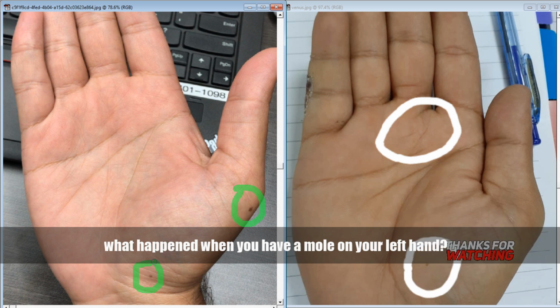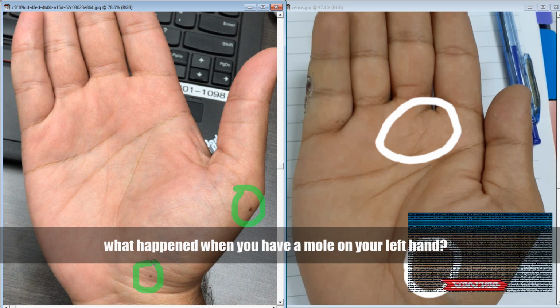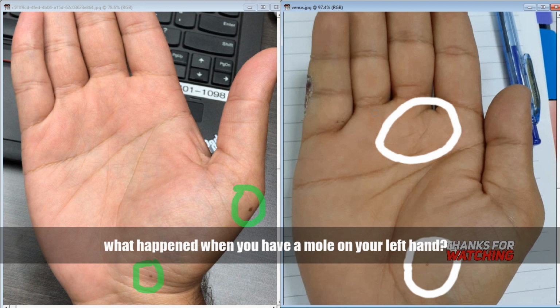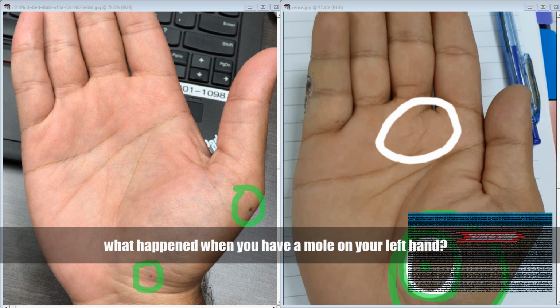What matters more is where the mole is placed. Try to understand, the placement of the mole is important. Like in the right hand, we see a mole on the mount of Venus. This is the mount of Venus. So we are finding a mole just here. So the placement of the mole is of main importance and not necessarily left or right.